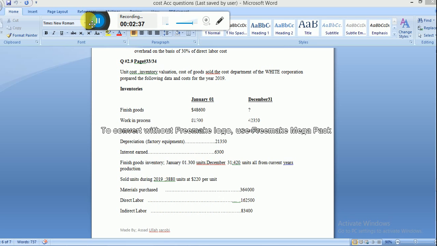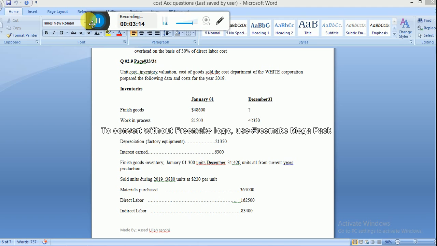Okay, depreciation factory equipments 21,350. Look at, sometimes depreciation is given, but in the brackets the depreciation of the office administration or depreciation of the selling and distribution departments is given. So if depreciation is given with brackets selling and distribution or administrative office, such depreciation will not be calculated in the cost of goods sold statement.